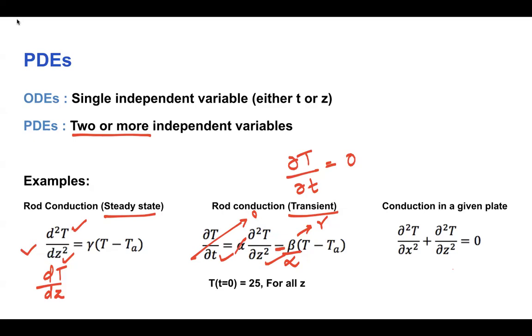Okay, is that understood, how to convert a transient problem to a steady state problem? Basically, steady state means that your system is not changing with respect to time. So you can write ∂T/∂t, that is, the change in temperature with respect to time, is equal to 0.